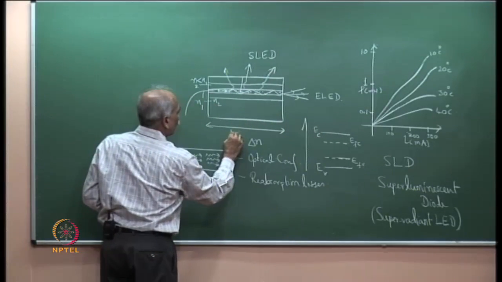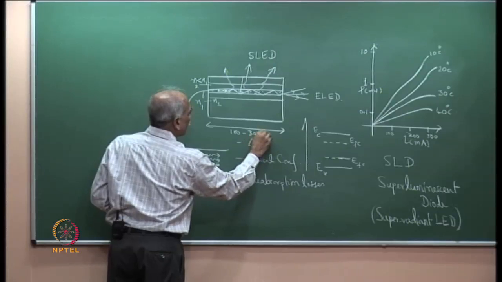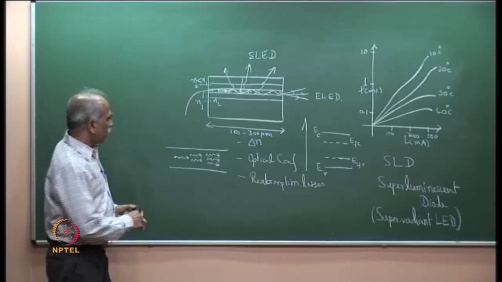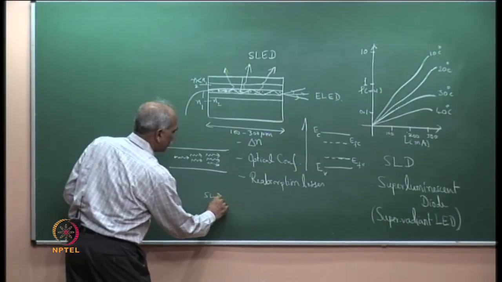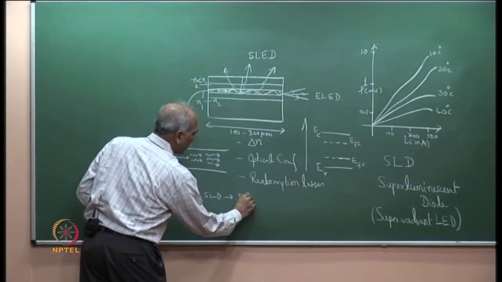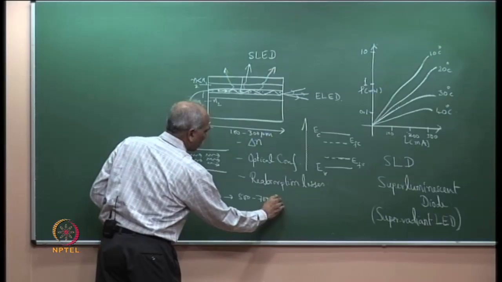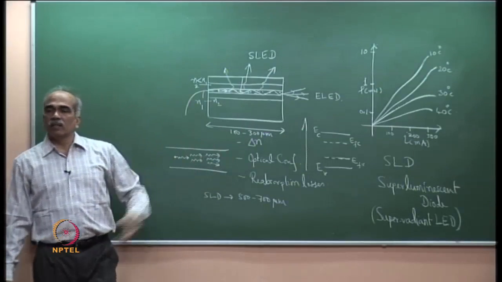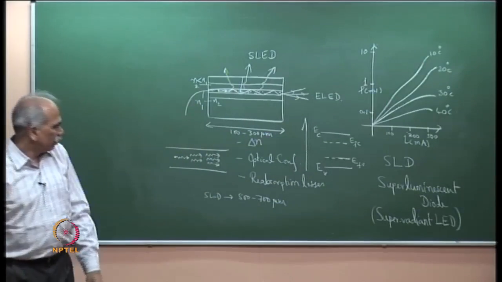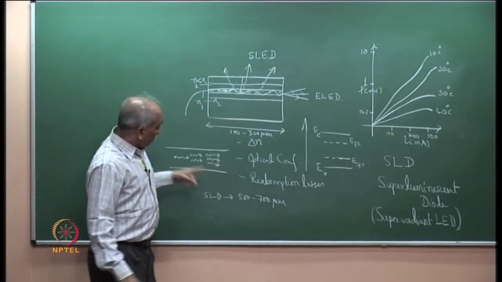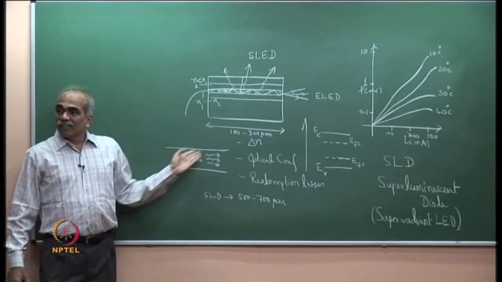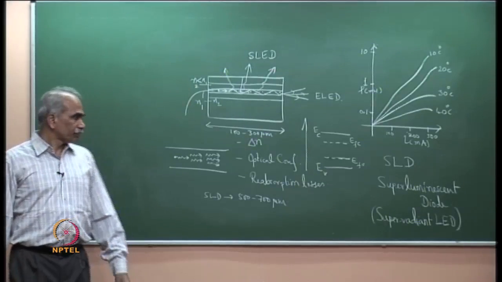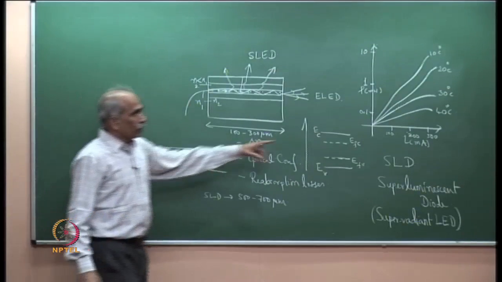Typically LEDs have a length of 100 to 300 micrometer. But superluminescent diodes, SLDs, typically have a length L of 500 to 700 micron. The length is typically large, 300, 500, 600, because that will enable a longer optical path where you can have stimulated emission. So this is a superluminescent diode.